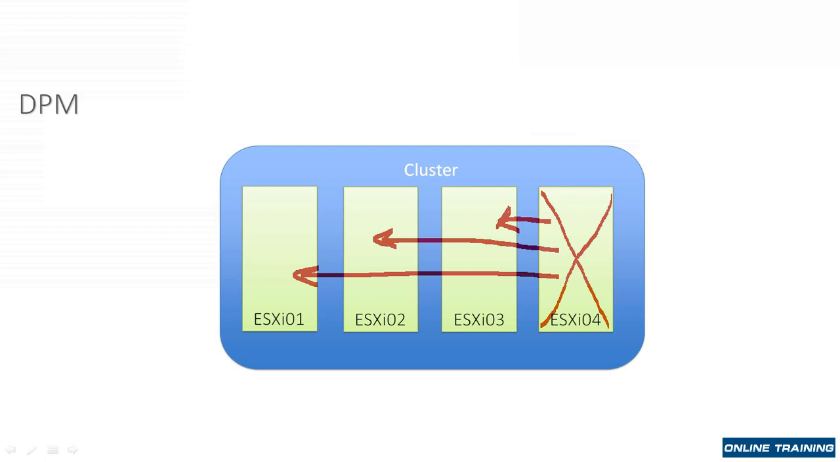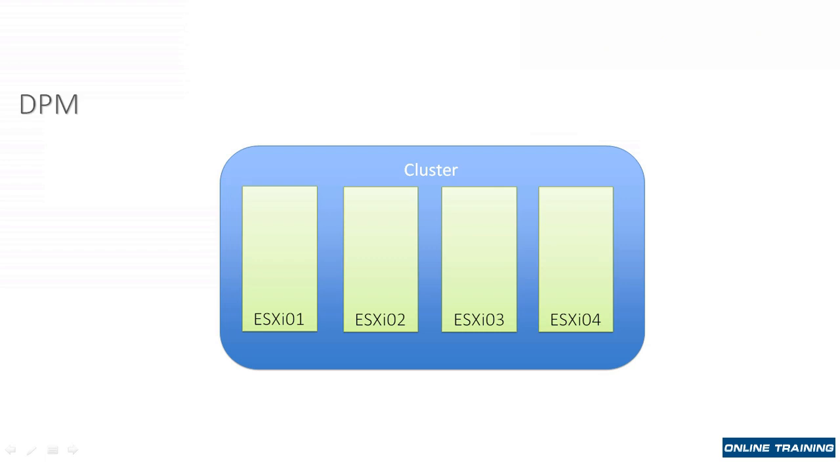Now, let's say fast forward to 8 o'clock the next morning and usage is starting to ramp up. Right? Our resource demands are starting to get higher. At that point, DPM will bring that 4th host back out of standby mode using Wake on LAN. So essentially, a command will be sent to that host by vCenter saying, good morning, it's time to wake up. It's time to power back on.